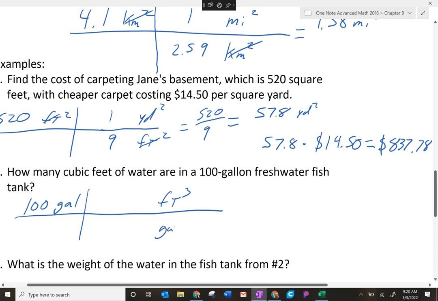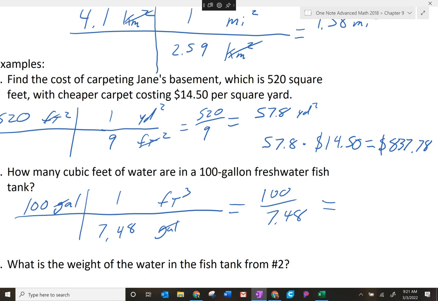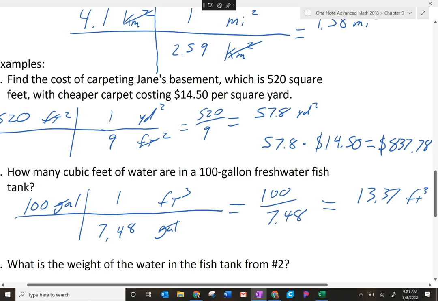Cubic feet and gallon here, so my labels are opposite of each other. In 1 cubic foot, there are 7.48 gallons. Again, make sure you match up your labels together. Those ones cancel out, which tells me it's 100 cubic feet over 7.48. Divide those ones off. In my cubic feet, I should have 13.37 cubic feet of water in that fish tank.